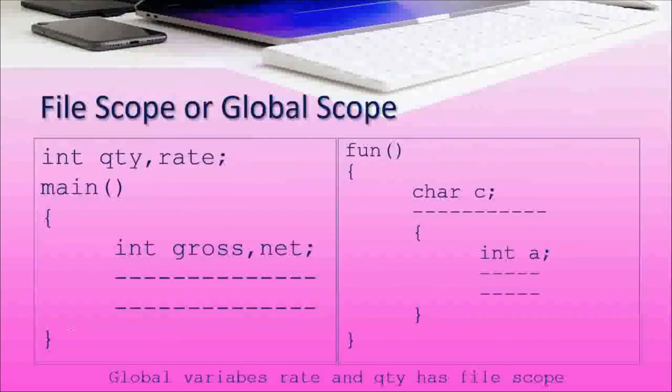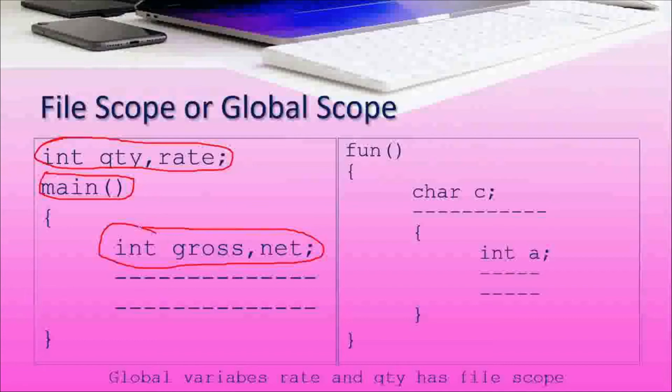This is an example of file scope. Say we have int qty and rate. These variables are defined before the main function. Here is the main function, and within it we have defined two more variables, int gross and net. These two variables, qty and rate, have file scope or global scope, and can be called global variables.